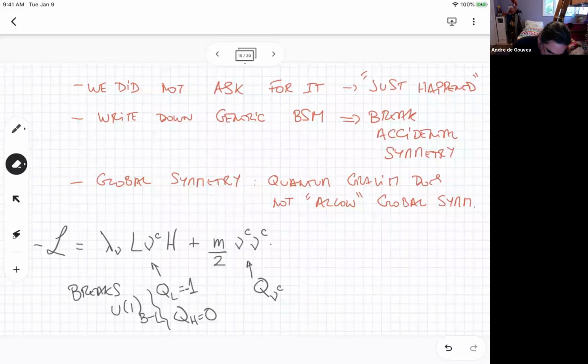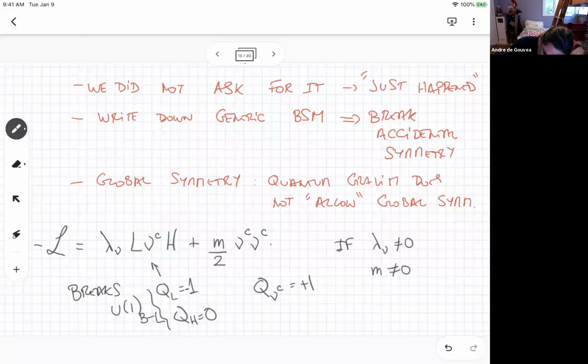I can assign, so let me erase this arrow over here, I can assign B minus L charge of +1 to the nu c. So if I do that, then this term here is fine, right? So this term is okay, but this term here is bad. So what happens is, if lambda nu is not 0 and m is not 0, then this U(1) B minus L is explicitly broken. That means it's not a symmetry of the Lagrangian at all.